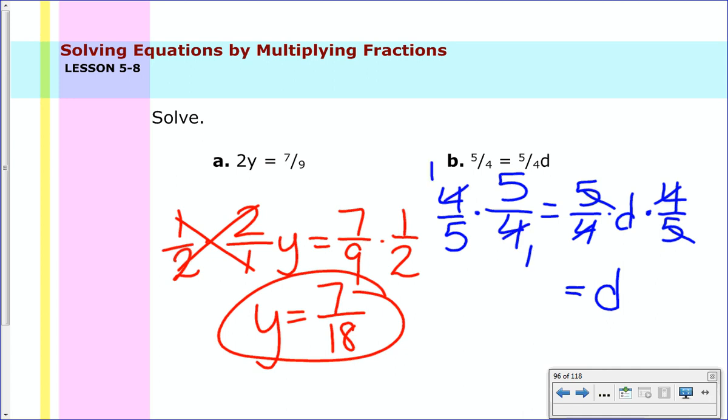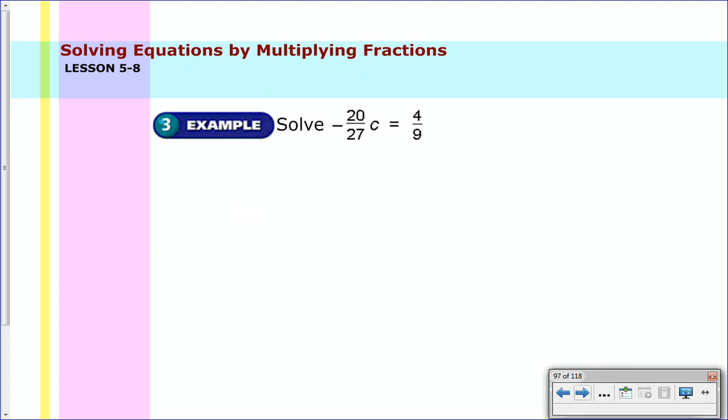Those share a factor of 4, and 5 share a factor of 5. 1 times 1 is 1. 1 times 1 is 1. Well, D is 1. So now, again, we have a negative 1 here. I think, again, I'm going to have you solve this one.